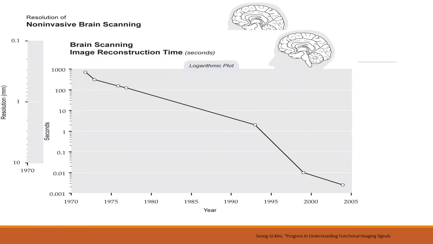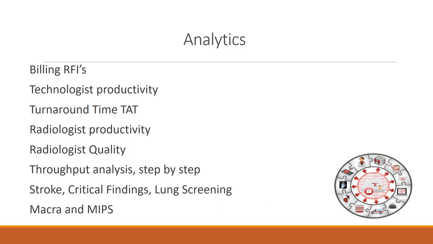But at the same time, something that's really benefited is the reconstruction time. We went back again from the 1970s early on to 2005. We're at decimal points of a second versus seconds to have one image reconstructed. So again, the size of these files is just phenomenally big.